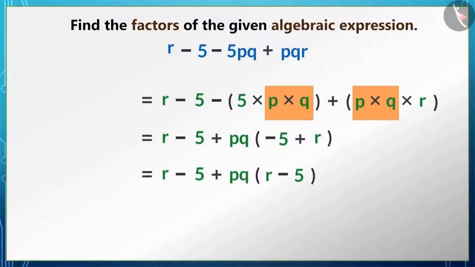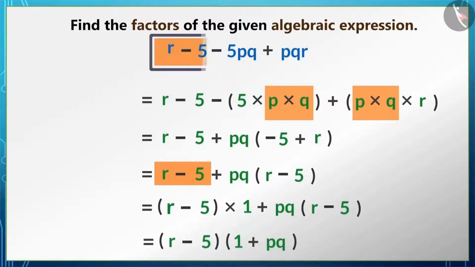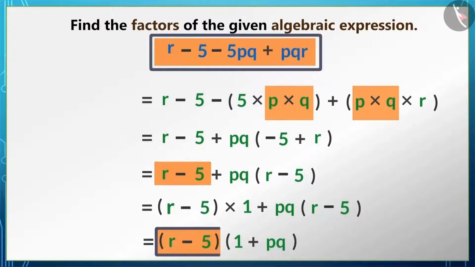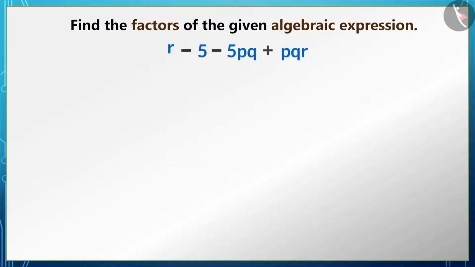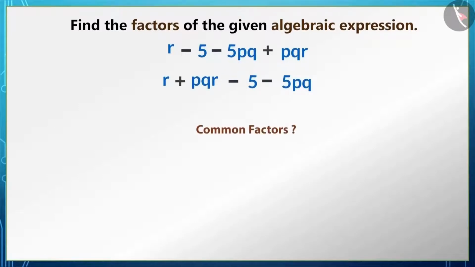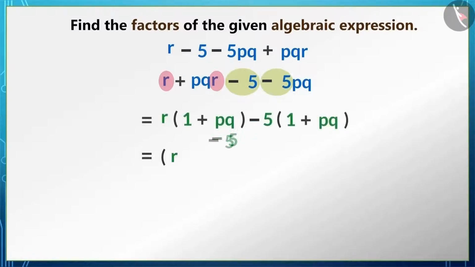We can see here that if we consider r minus 5 as a term, we can write it further in this way. Hence, the factorization of the given expression will be r minus 5 multiplied by 1 plus pq. We can rearrange this expression in another way. If we write the first and last terms together and write the second and third terms later, what are the common factors you see? Here r is common in the first and second term, and minus 5 is common in the third and fourth term. So we can write it this way as well.